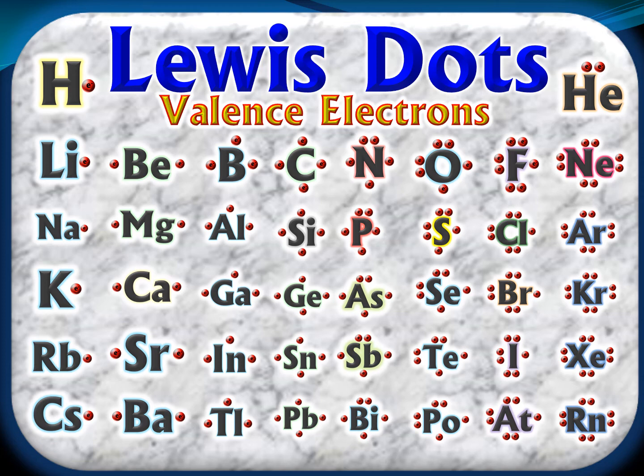Okay? So Lewis dots are valence electrons. They are the same thing, but it's the way that we draw them. And the reason we draw them this way is because it predicts the number of bonds and sometimes the directions of the bonds and sometimes the shapes of the molecules.